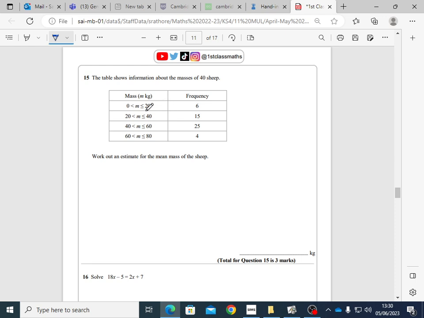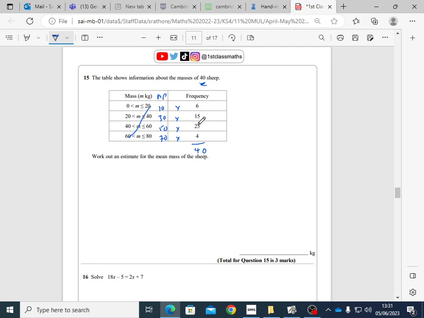Estimate the mean. Before we do this, there's only one little trick we need to know. We need to find the middle number, the midpoint. MP, midpoint, so that's 10, 30, 50, and 70. So we're done with this. Times those together, and let's add up the total frequency. Again, you don't need to add up, but you can double check it. That should be 40 because that's the total number of sheep.